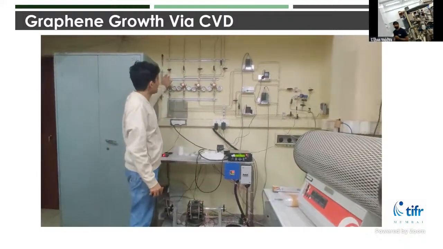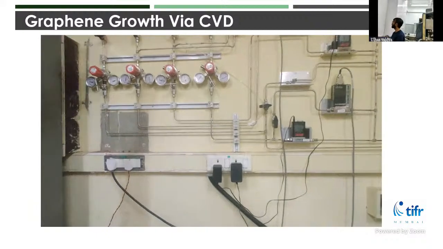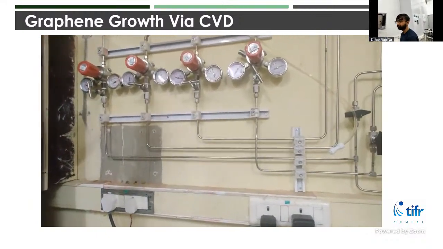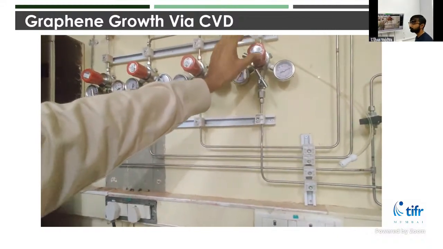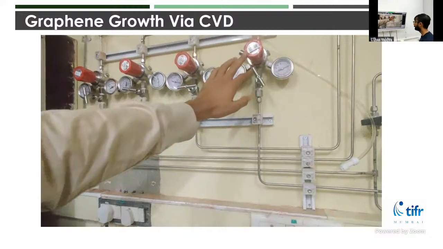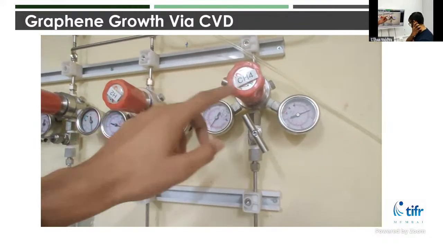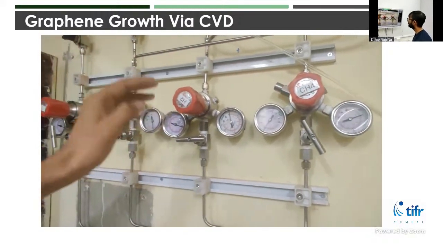This is basically how the gas machinery looks. This whole mixture of different lines and different components is what helps us control the gas flow. This here is actually for methane. Methane is the carbon feedstock gas that we have over here, which will help us deposit carbon, or graphene, on top of the copper.